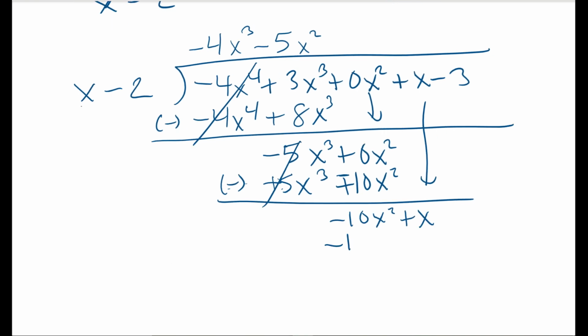So now I know I want a negative 10x squared. How do I get that from x? Well, I know if I multiply x by negative 10, I will get negative 10x squared. Negative 10x times negative 2 is positive 20.